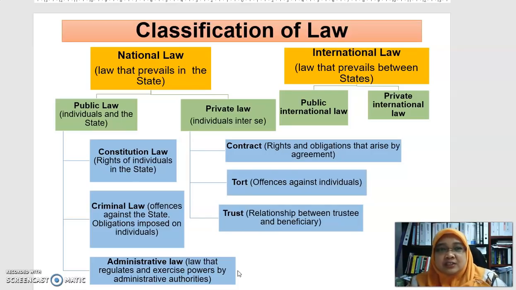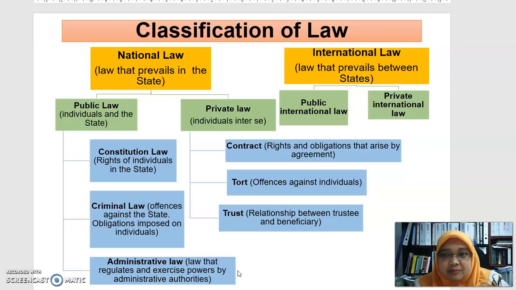The next classification is private law, which is law between individuals, inter se, meaning between you people, between the public. An example is contract law, which is the rights and obligations imposed in a particular agreement. Both parties agree to have an agreement. Both parties agree to have obligations within the agreement.